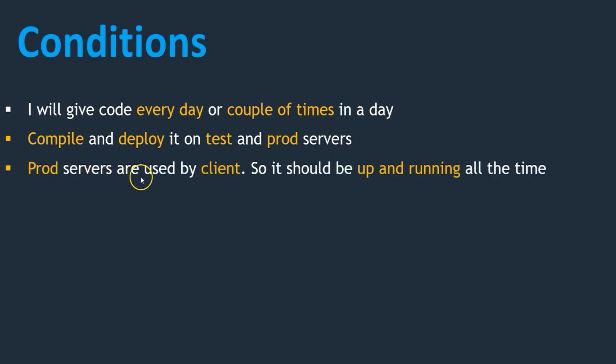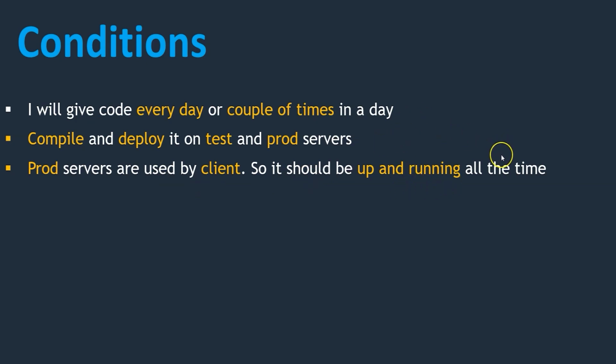Next, prod servers are used by clients, so they should be up and running all the time. This is one of the biggest problems. If I am deploying this code, that code may or may not work on production systems. If it is not working, it is difficult for our clients. I should take care that only working code is deployed over here because clients are using it, and it should be up and running all the time.